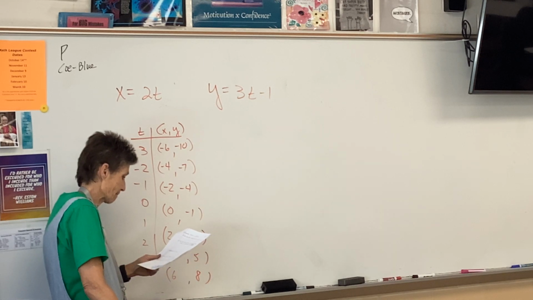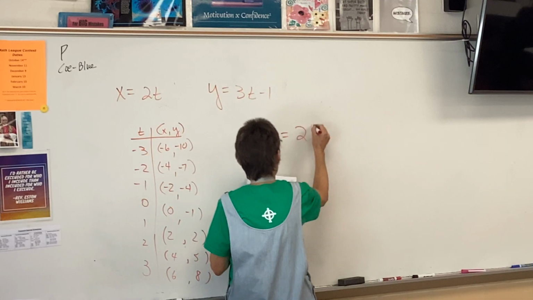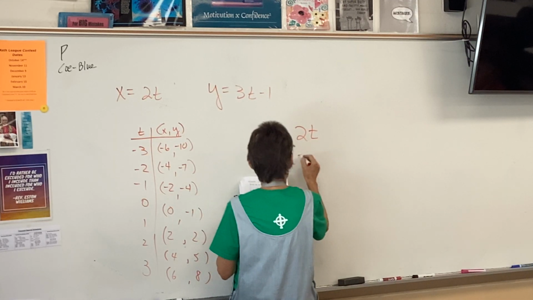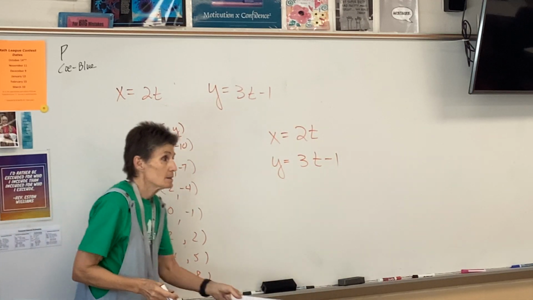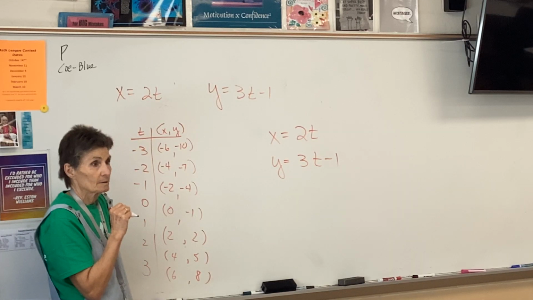-3 was 6 and -3 was 9 minus 1. Find the direct algebraic relationship between x and y. So that means get rid of t. Get rid of t.